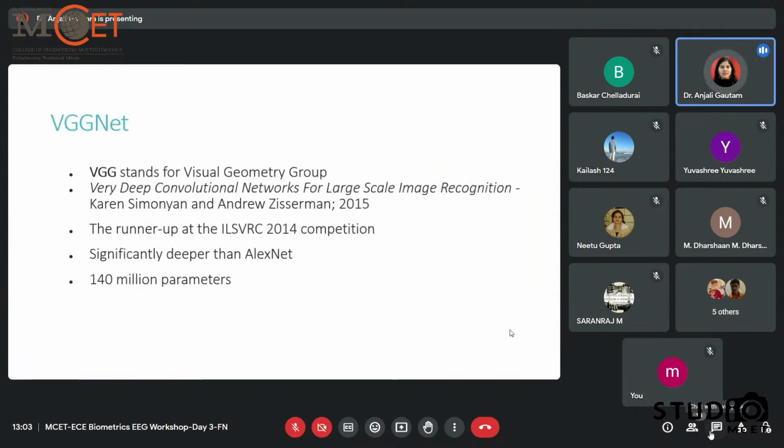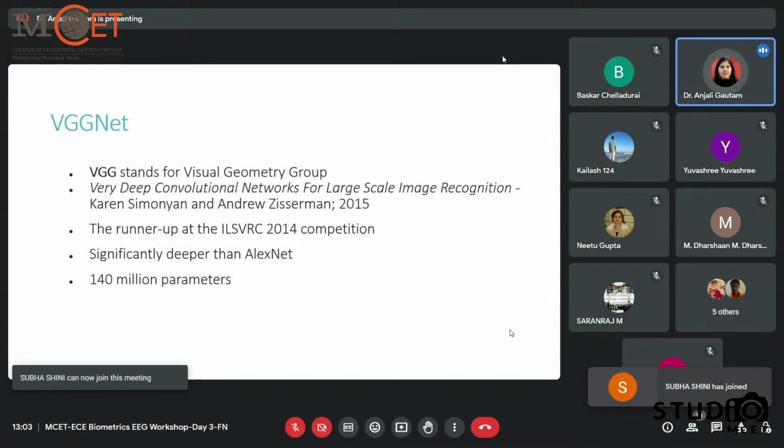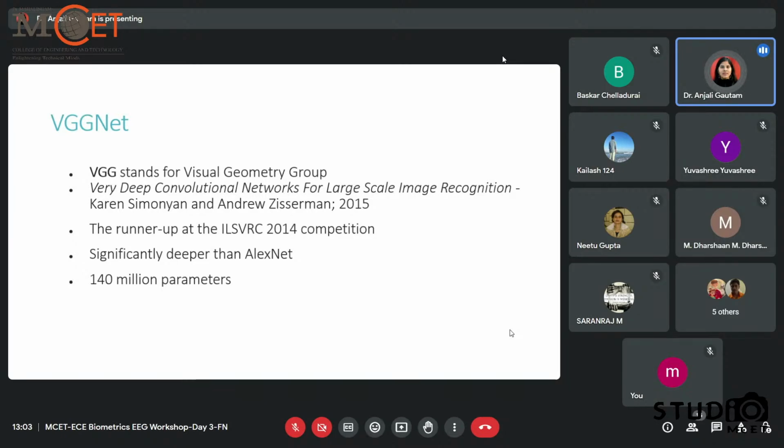VGG stands for Visual Geometry Group. If someone asks you the full form, it is the Visual Geometry Group. It was developed by Simonyan and Zisserman in 2015, and published in the paper Very Deep Convolutional Networks for Large Scale Image Recognition. They were the runner up in the competition held in 2014, while Alex and his team participated in 2012.